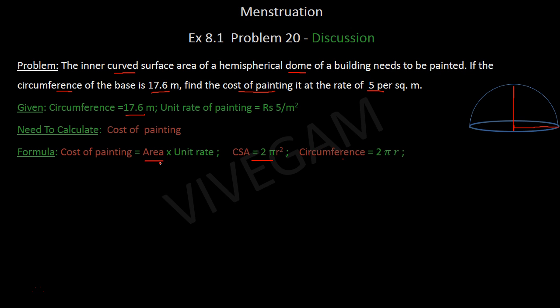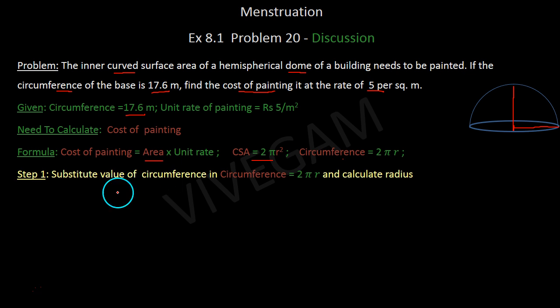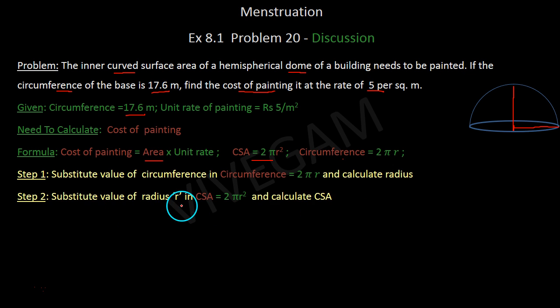Okay, that is fine. Now let me summarize the steps. Step 1: Substitute the value of circumference, which is 17.6 meters, in the formula circumference equal to 2 pi r, and calculate radius. Step 2: Substitute the value of radius r, which we have calculated in step 1, in the formula CSA equal to 2 pi r square, and calculate curved surface area.